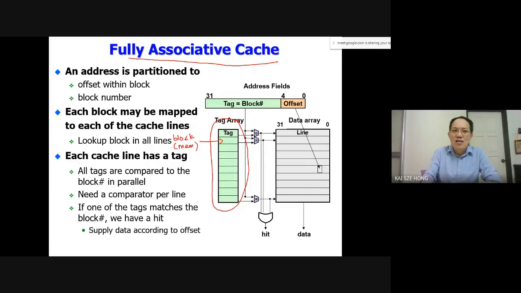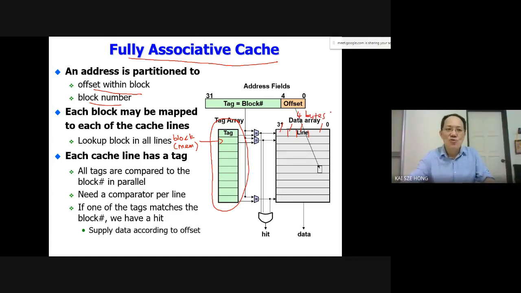So for a fully associative cache, the address is partitioned into offset within the block and also block number. So the offset is over here. Let's say it is a 32-bit computer. Then we have 4 bytes. So we have 1, 2, 3, 4 over here. 4 bytes form one line. Let's say that for one line over here.